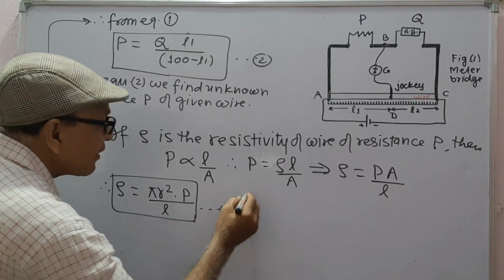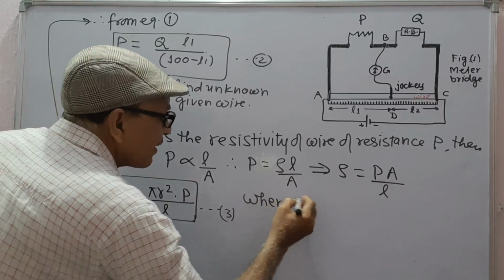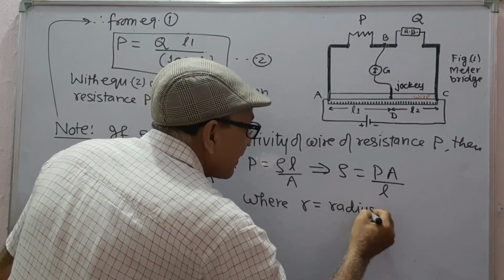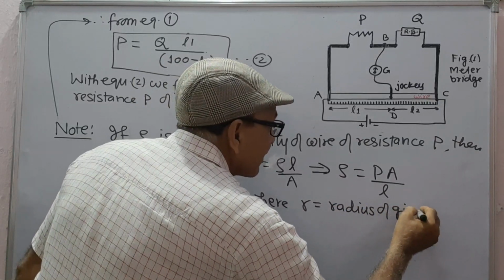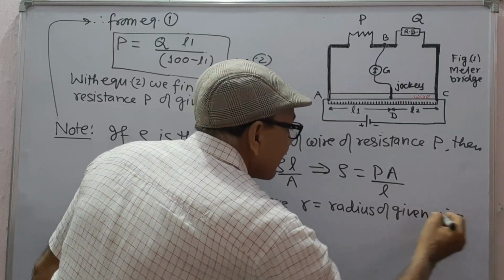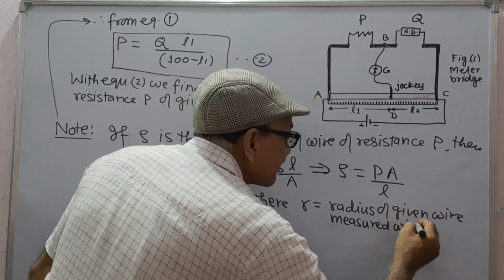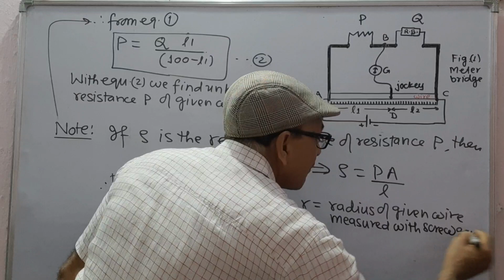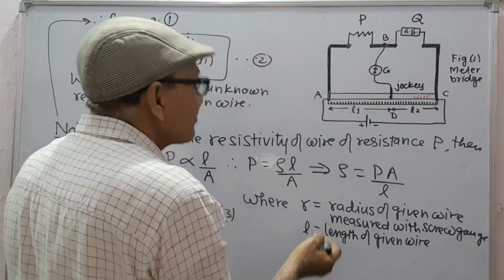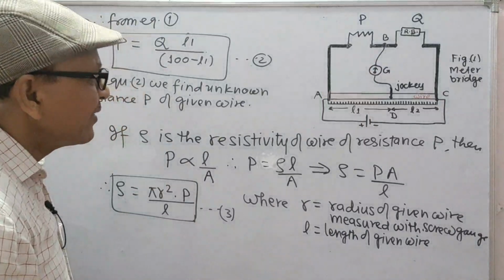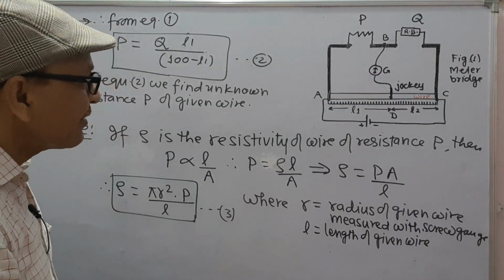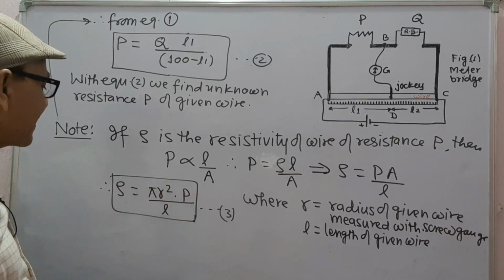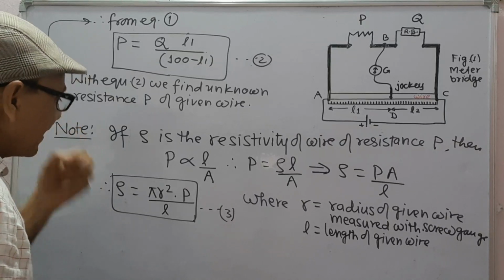Where r is the radius of the given wire measured with a screw gauge, and small l is the length of the given wire between these two connected points. So, with the help of equation 3, we can also find the resistivity of the given wire.